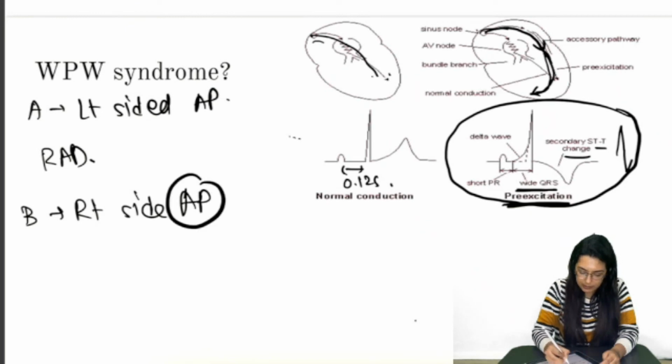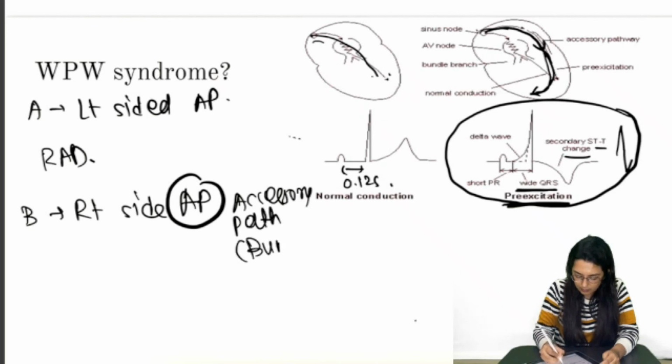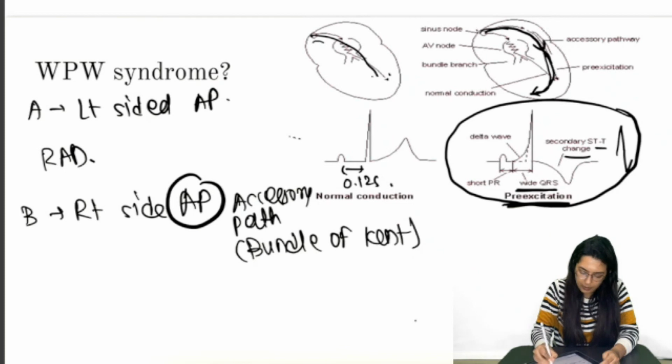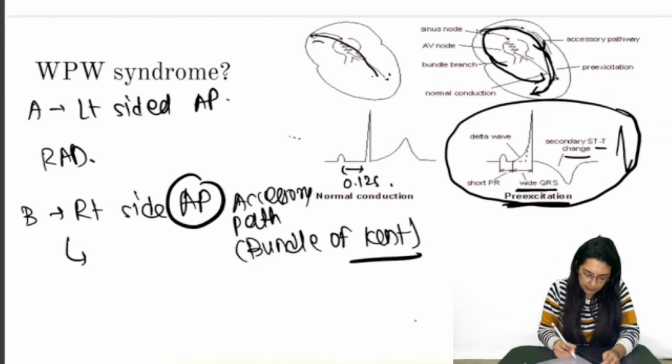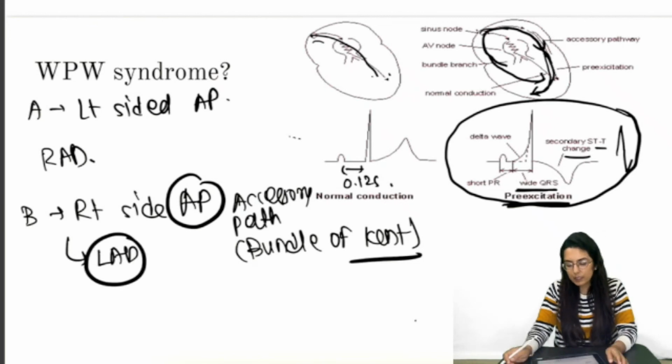accessory pathway. This accessory pathway is also very commonly known as the bundle of Kent. So this bundle of Kent can be on the right side. The impulse goes from the right side of the heart to the left side of the heart. It leads to left axis deviation. I hope I am clear.